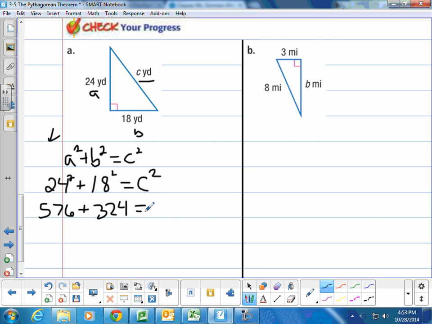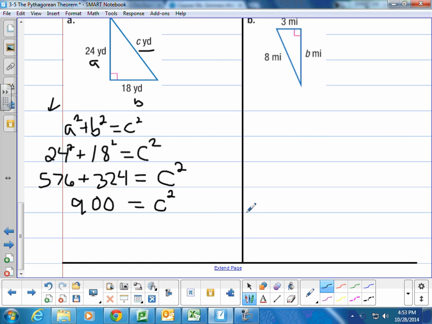And that's set equal to C times itself, or C squared. I add these numbers together and I end up with 900 is equal to C squared. And I'm not done here. A lot of people want to stop here, but you can't because you haven't solved for C yet.